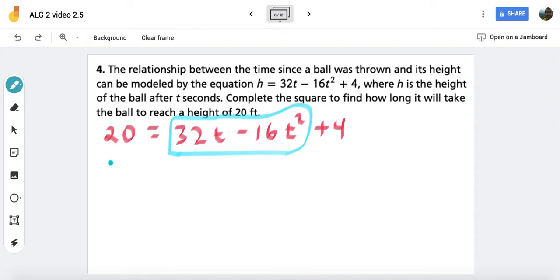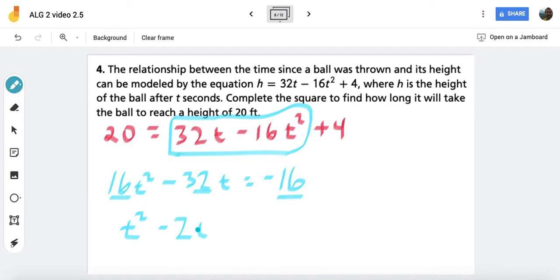So I'm going to get 16t squared minus 32t equals, and when I subtract 20 from both sides, I'm going to get negative 16. And this is very interesting. I can reduce this because every single term is a factor of 16, and that's going to help me out because completing the square really works if the coefficient of t squared is 1. So I'm going to divide everything by 16. When I divide everything by 16, I get 1t squared minus 2t equals negative 1.